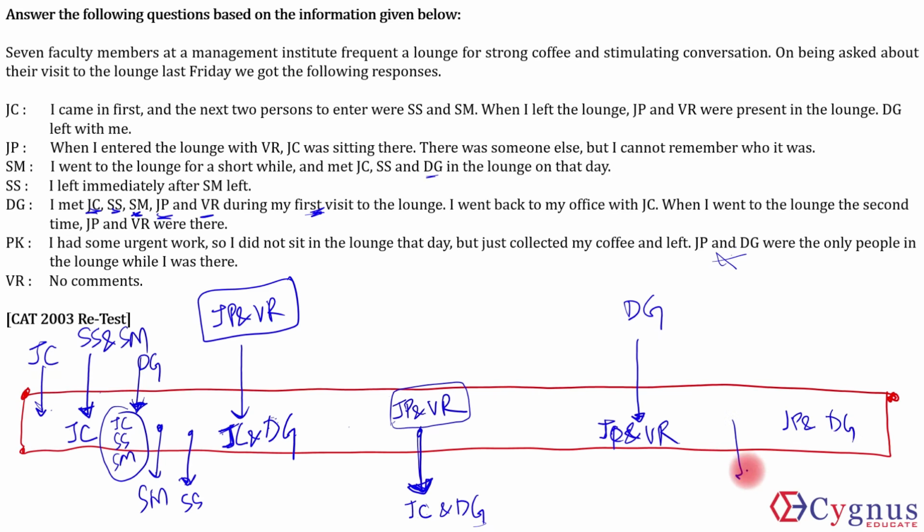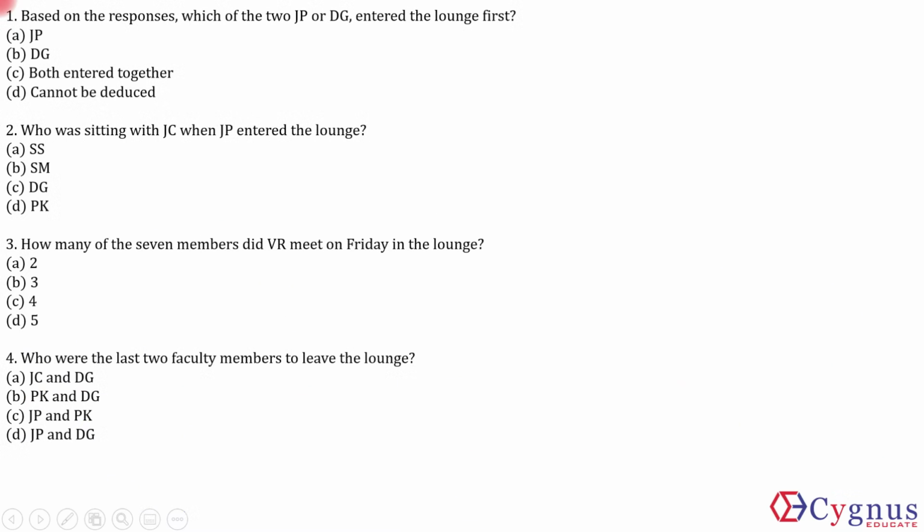That means VR would have left some time here, and at this point PK comes in and immediately leaves when there were only JP and DG in the lounge. Okay, so this also satisfies the statement made by PK. JP and DG were the only people when he came in and left immediately. Okay, so this is the timeline that we have. Now let's look at the questions.